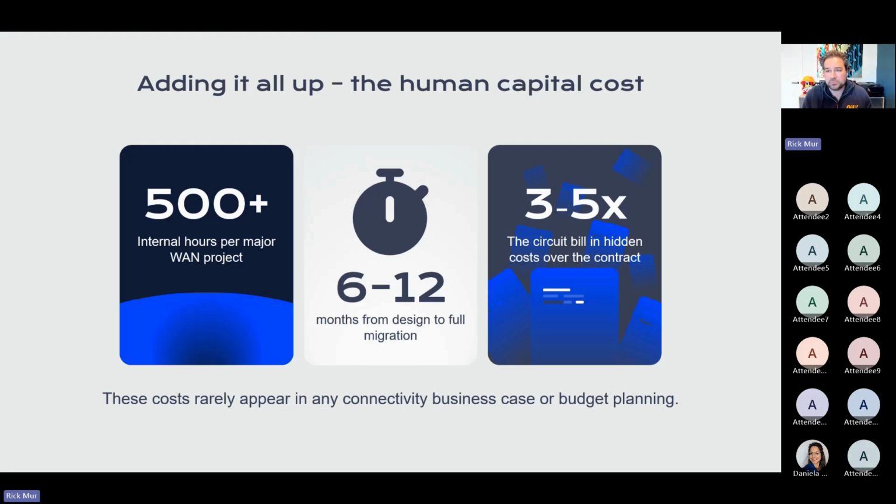So hundreds of hours are spent, maybe thousands. There's months and months of migration when it comes to a 100-service project. And of course, that all eats into your total cost, but it's usually overlooked.